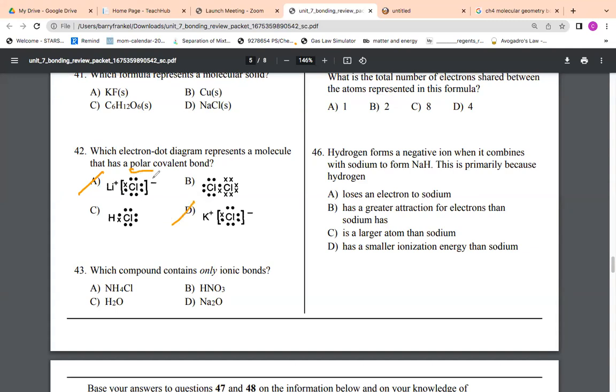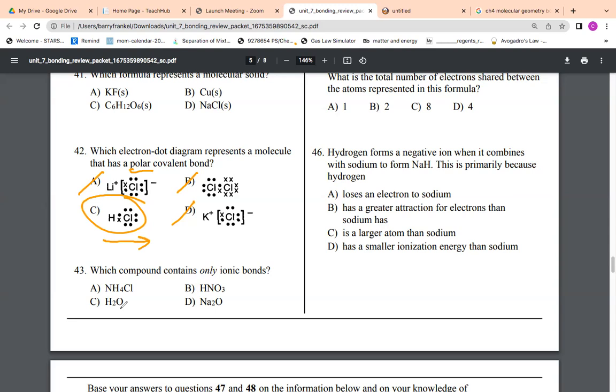They're also asking for polar covalent. Cl and Cl, that is nonpolar. All of our diatomics are nonpolar. The difference in their electronegativity is 0. The only thing that is polar covalent would be HCl, with the negative charge going more towards the chlorine because it has a higher electronegativity.